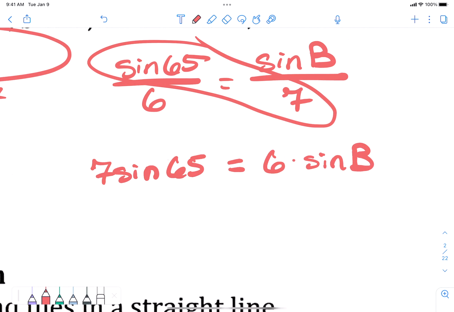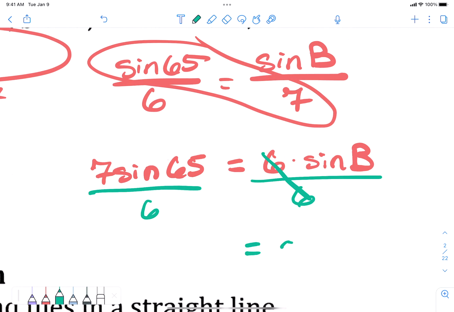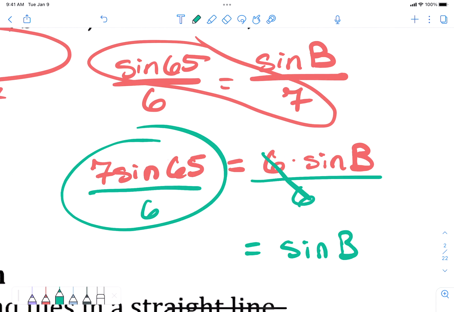Okay. Now what do we do first? First we're gonna divide by that 6. Divide that 6 over. So we're gonna get a number over here, and that's equal to sine of B. So first of all, do that number. Sine 65 divided by 6. Do this value first, though.